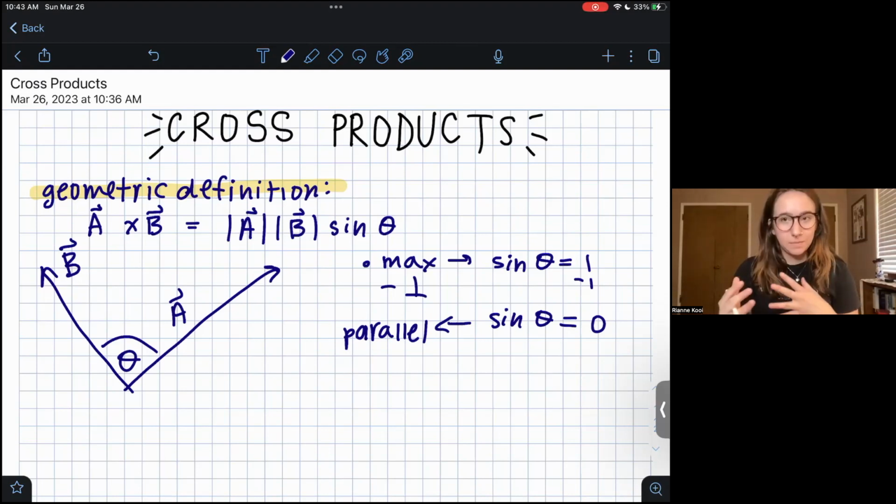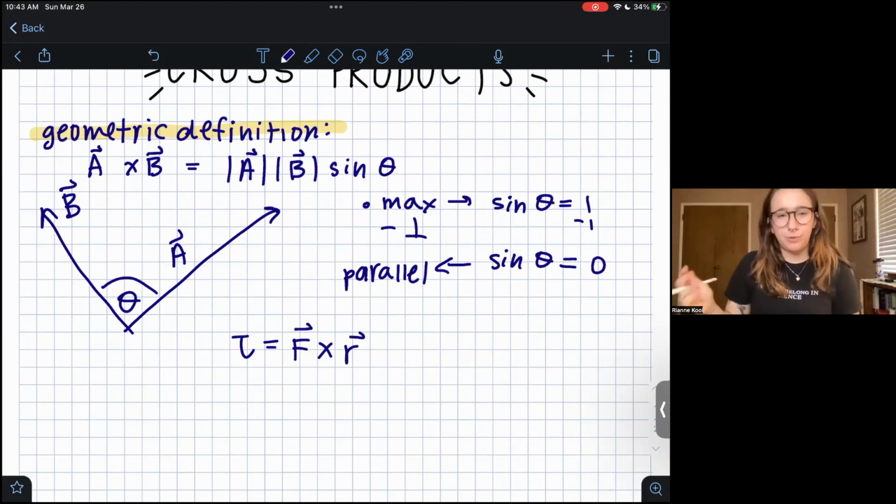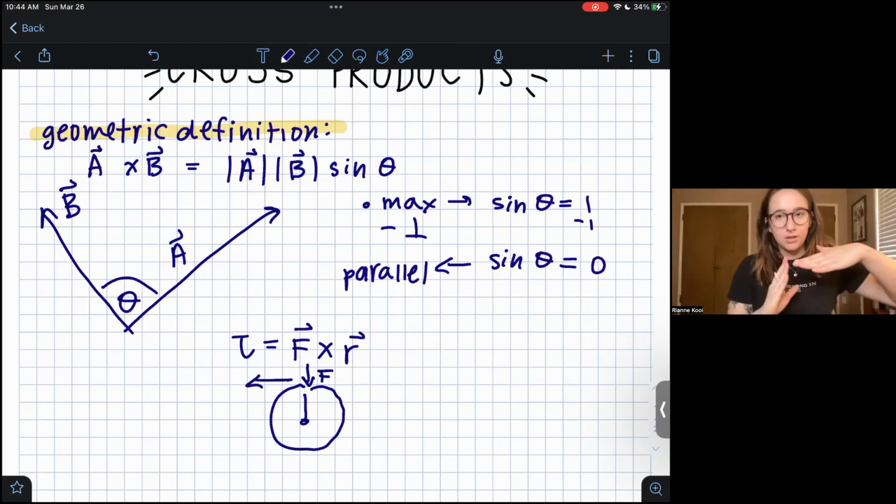What I like to think about with cross products, which you learned about in 141, or maybe you took it somewhere else, is torque. Torque is defined as the force crossed with the radius. So when you want a cylinder or a disc to move, you don't want to press your force down like this because your radius is in the same direction. You want your force to go like that because it's at a 90-degree angle.